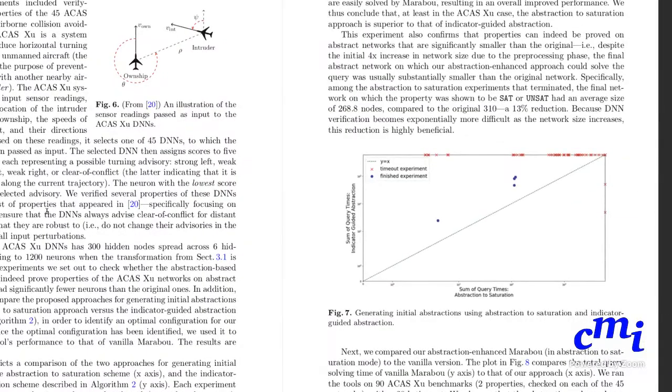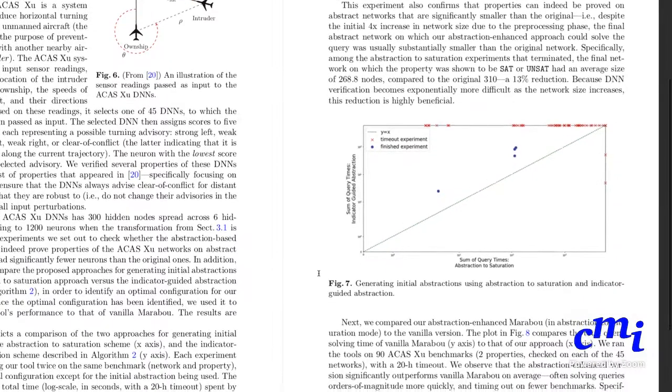This one was a comparison of the initial abstraction: the indicator guided one versus abstraction to saturation. There they conclude that at least for this class of benchmarks, saturation itself did quite well in most cases, which was a little bit surprising, but the indicator guided abstraction did not help as much. I think that is the takeaway from the experiments.